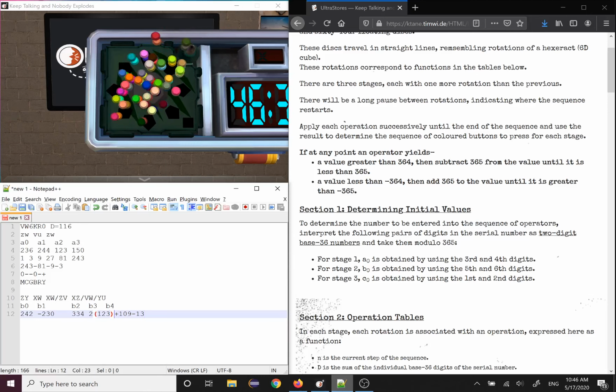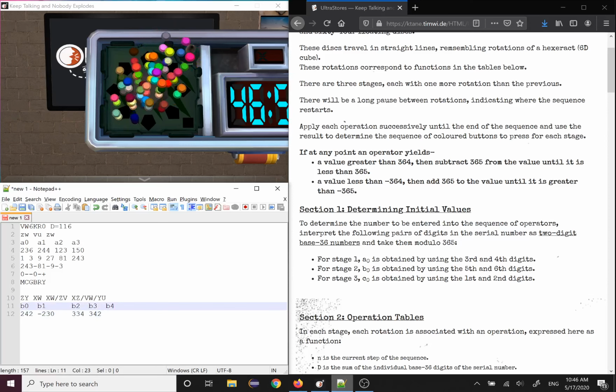And now we go back to simplify. 2 times 123 is 246. 246 plus 109 is going to be 355. Sorry about that. And then minus 13 is going to be 342. B4.